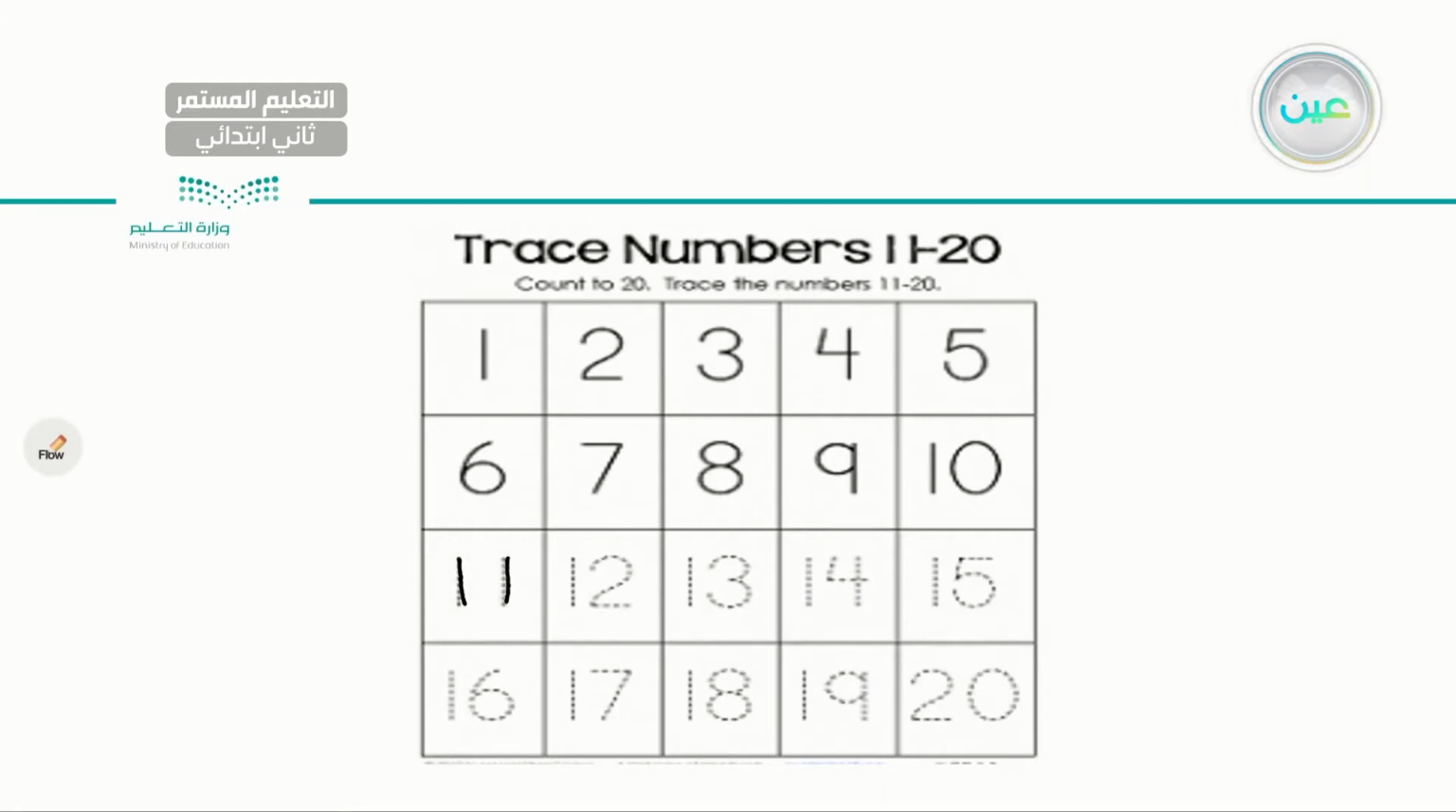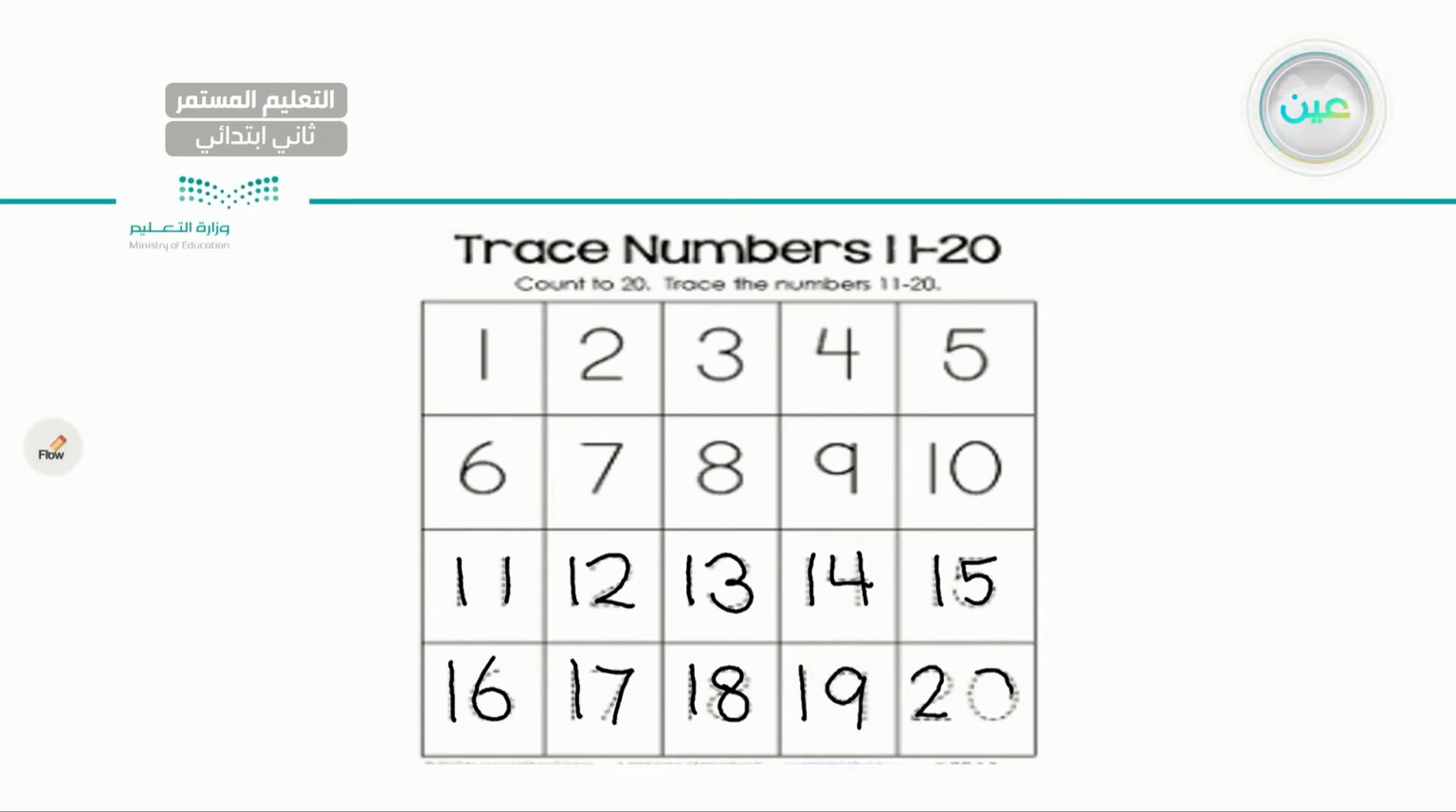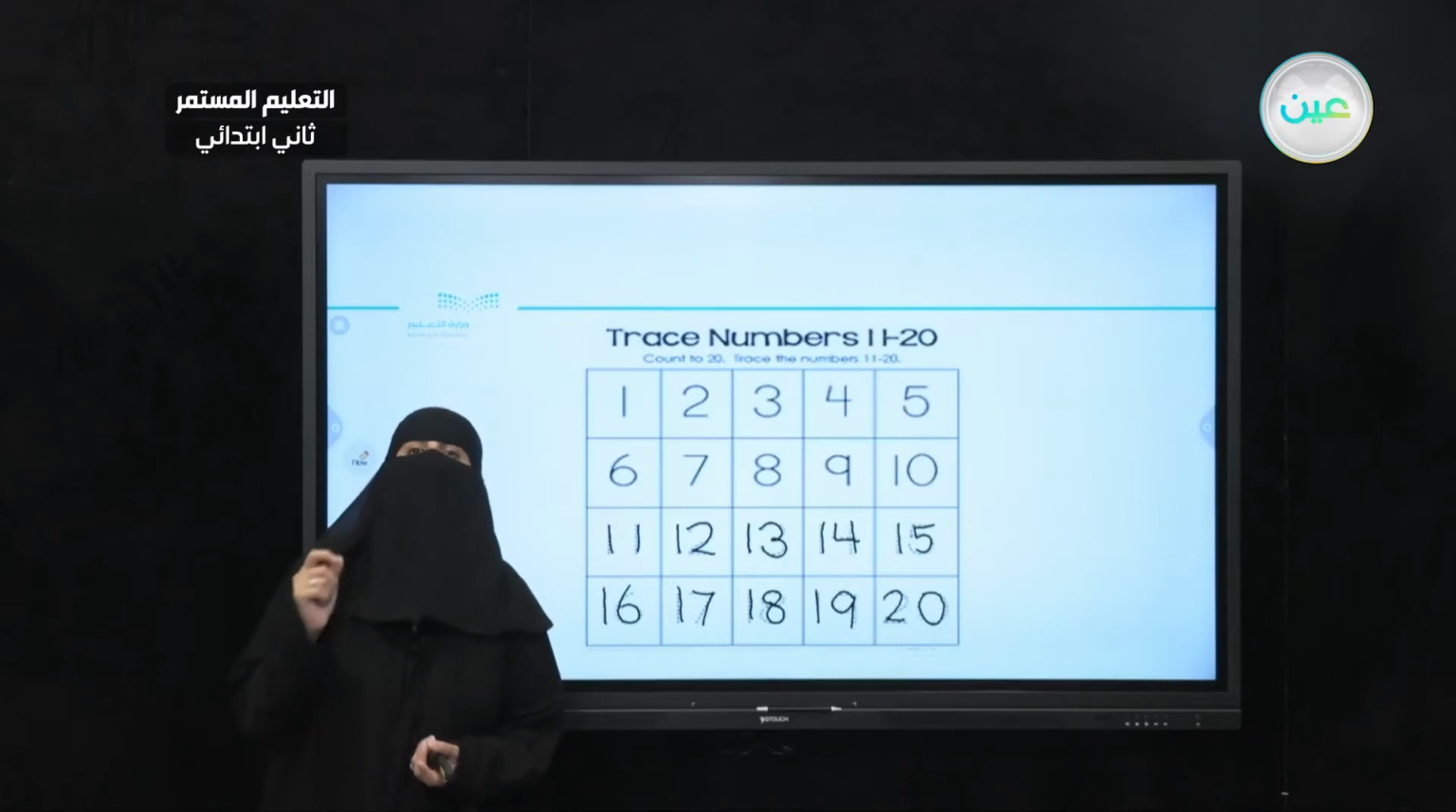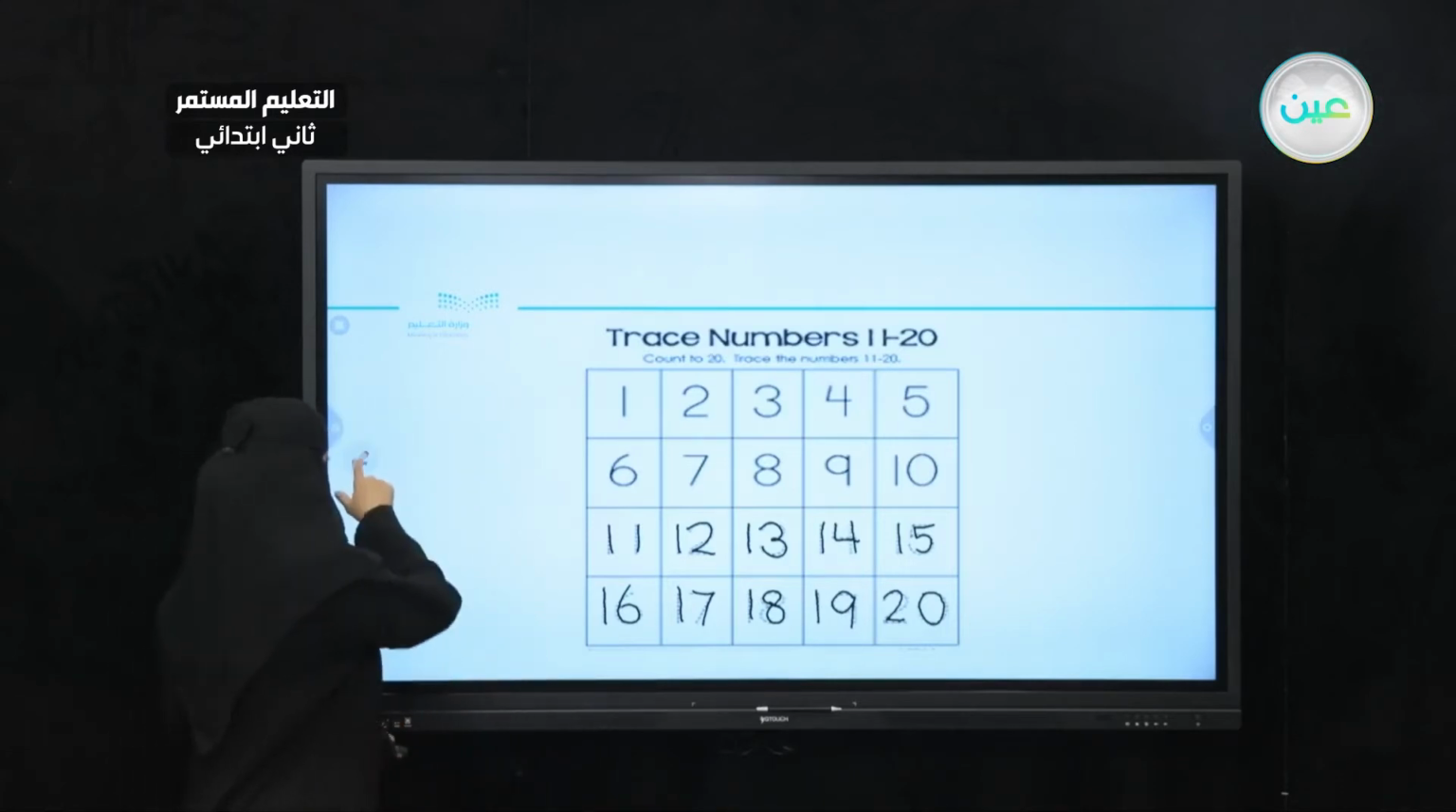Have 11, 12, 13, 14, 15. Make sure you are writing correctly. 17, 18, 19, 20. Very good, my dear student. So now we learn how to say the numbers and now how to write the numbers correctly.